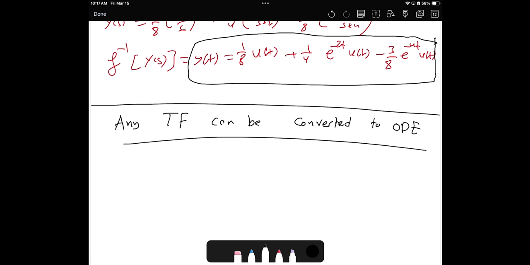As we know, the transfer function H(s) is the relationship between the output over the input, right? Y(s) over X(s). And it's the numerator over the denominator. So we are able to convert this to be a differential equation. How? Let me give you an example.